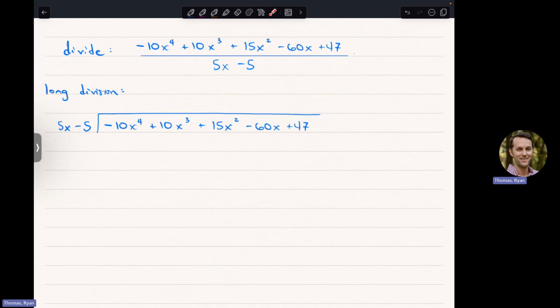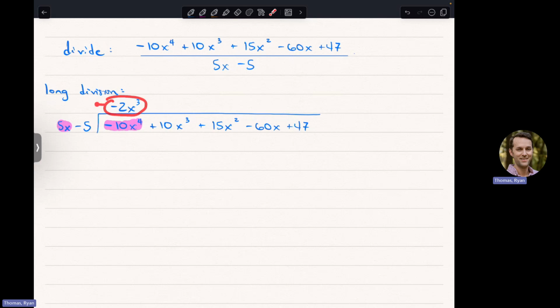If you want to see synthetic, just jump ahead a couple of minutes, or if you want to watch both, then go for it. Okay, so again, the idea is that we want to look at how the leading term of the divisor goes into the leading term of the dividend, or in other words, what would I need to multiply this by to match this exactly? You can think of that in two parts. First of all, the coefficient. To get from 5 to negative 10, you need to multiply by negative 2. And then to get from x to the fourth, I need to multiply by x cubed. So negative 2x cubed would be the leading term of the quotient.